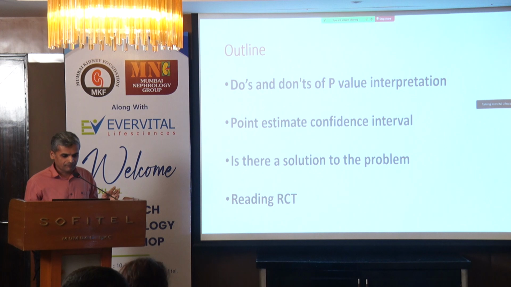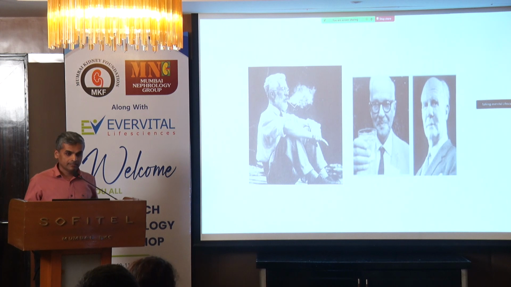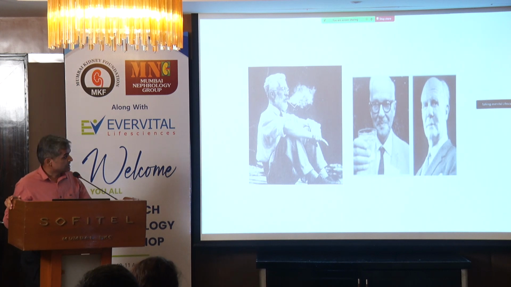So, do's and don'ts of p-value, point estimates and confidence interval. Then, is there a solution to the problems that people have multiple times highlighted about the p-value and reading an RCT?